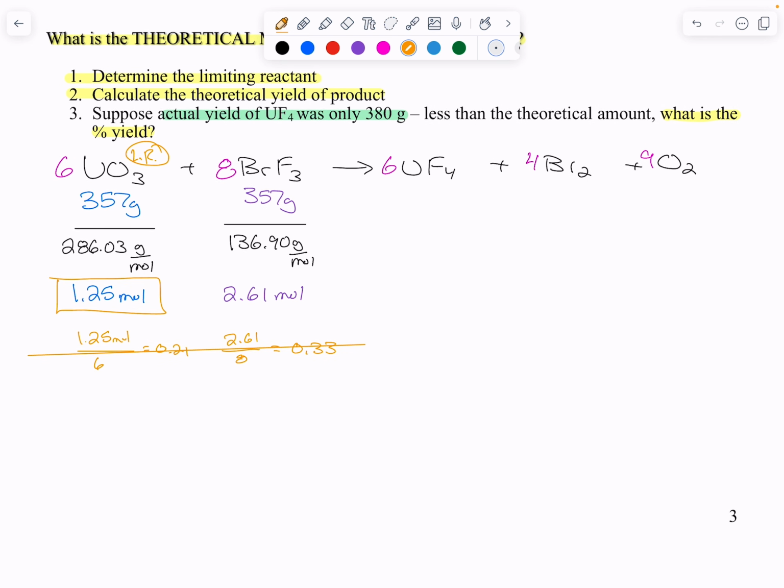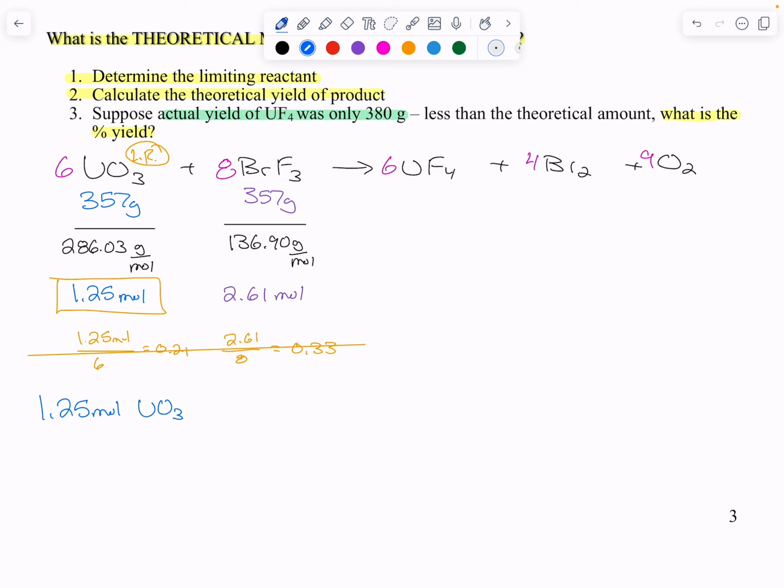All right. And so I'm going to start with my 1.25 moles of uranium 6 oxide. Try it real quick. I want you to try it. Pause me and try it, or just try it right now, and then we'll go from there.